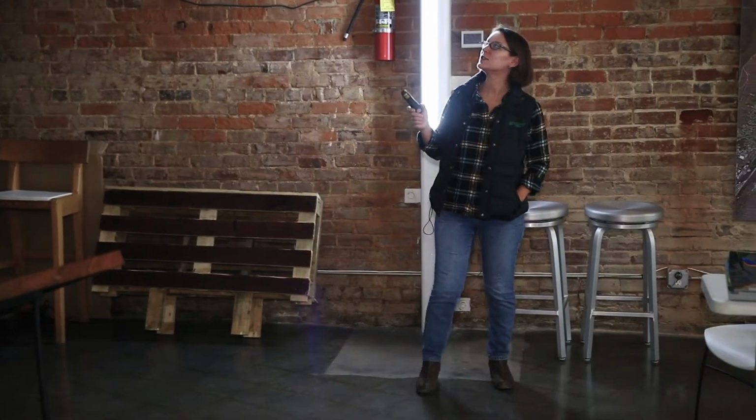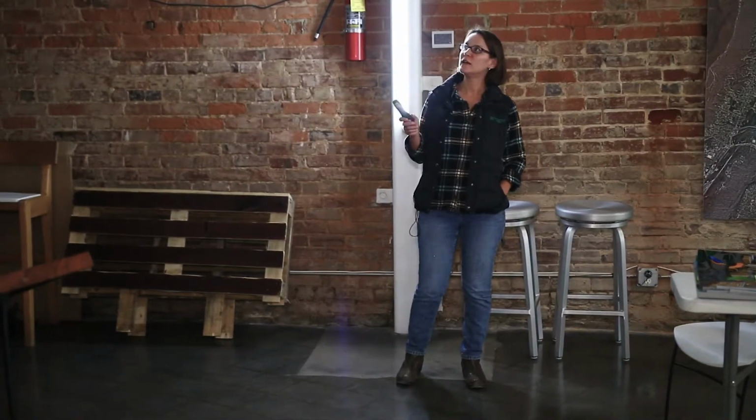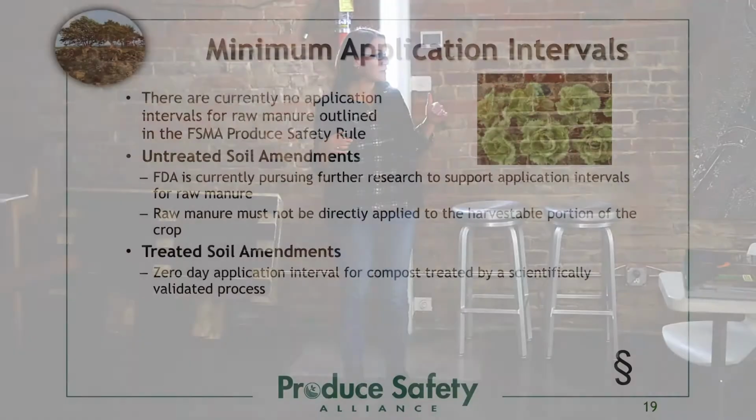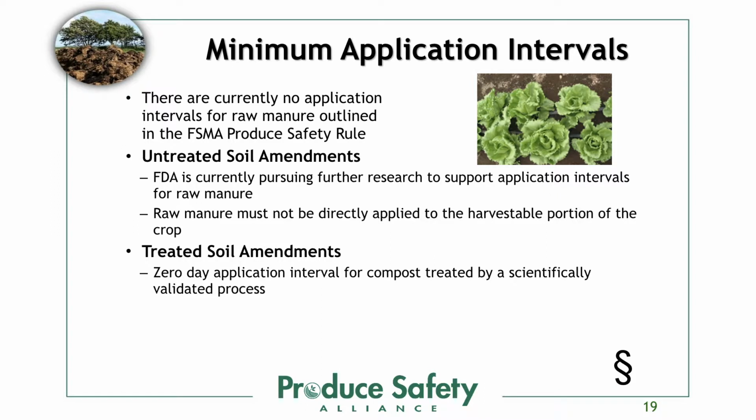So, minimum application intervals. There are currently no application intervals for raw manure outlined in the Food Safety Modernization Act Produce Safety Rule, which is what all this curriculum has been created for. However, when some of the first drafts of that rule came out, they had a 270-day minimum application period between application and harvest for your crops. That's 9 months. That's a very long time.